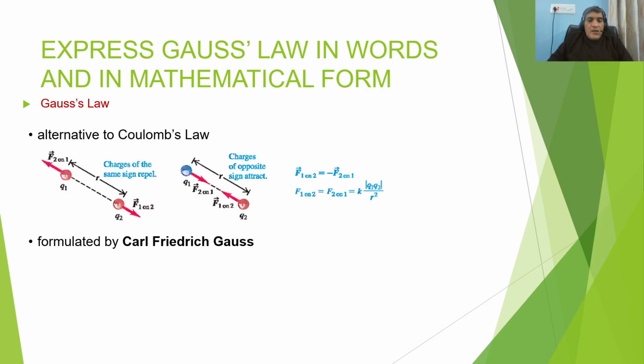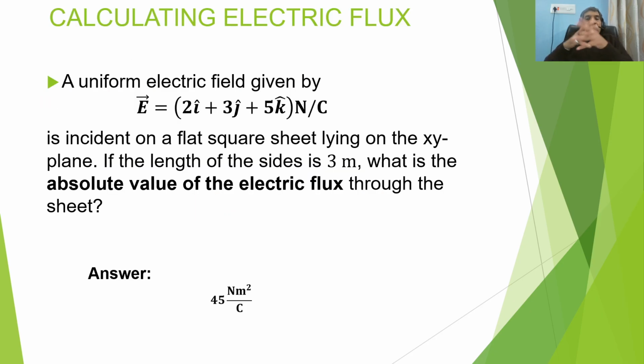So here is another example. We have a uniform electric field, vector E equal to 2i plus 3j plus 5k, acting on a flat square sheet lying on the xy plane. If the length of the side is 3 meters, what is the absolute value of the electric flux through the sheet? So the answer is very simple. The answer is 45. You just calculate it by simple mathematical calculations.